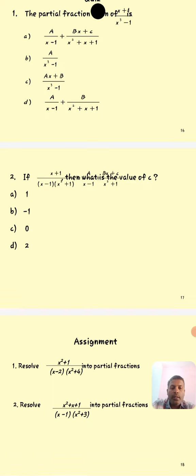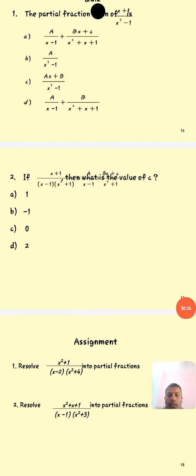Here the important notation is the partial fraction format. What is the partial fraction format? A by x minus 2 plus bx plus c divided by x square plus 4. Now we can do the LCM procedure, then simplification, and we get another equation. Now we choose the substitution method and comparing the coefficients, then we find the final values of a, b and c.